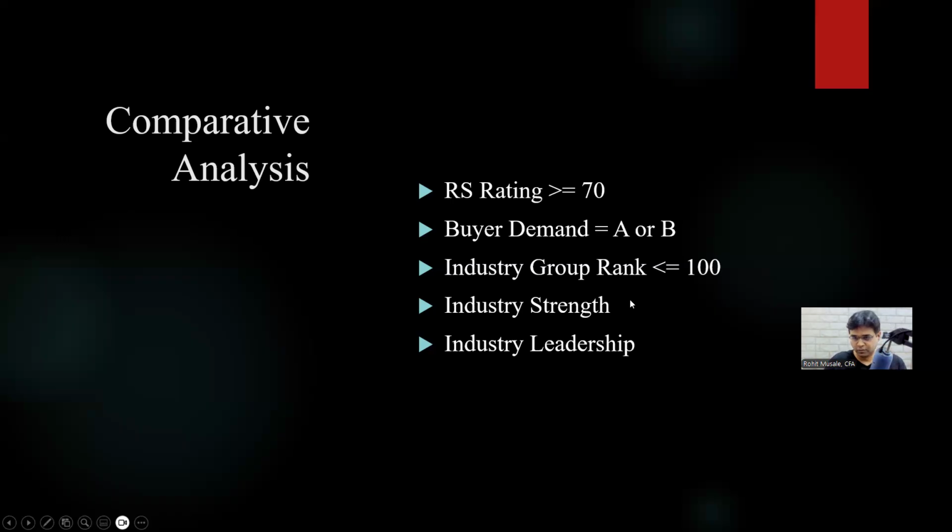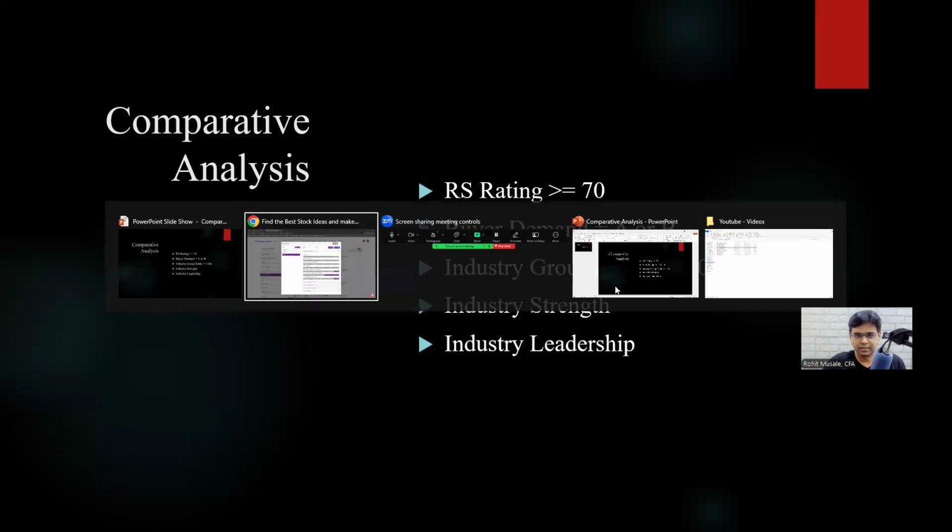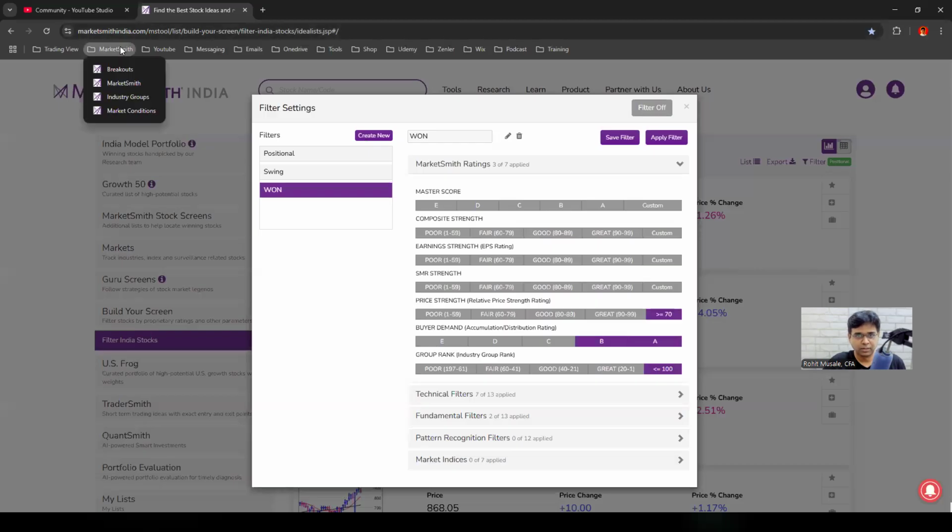Industry strength, you're looking for improvement in industry group rank. So let's say 6 months ago the industry group rank was 75, and now the industry group rank is 42. So from 75, it has gone to 42, which means the rank has improved. The industry has gained strength, even if it is more than 40, but still there is improvement in the industry strength. How do you check that? Well, I have a bookmark here.